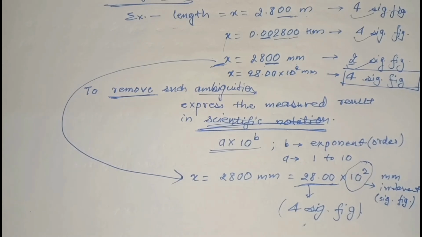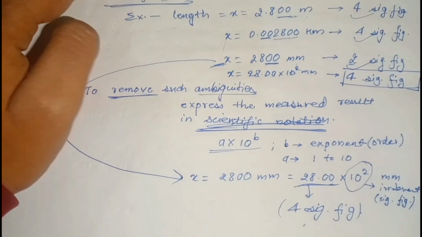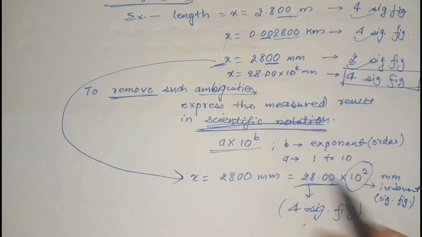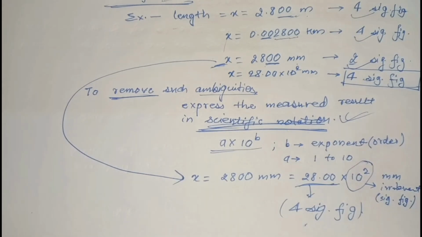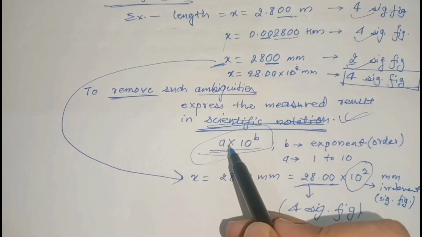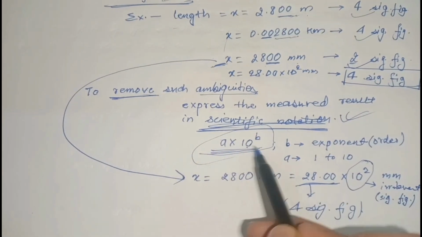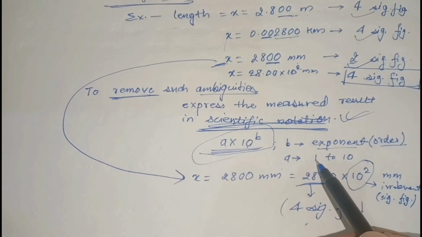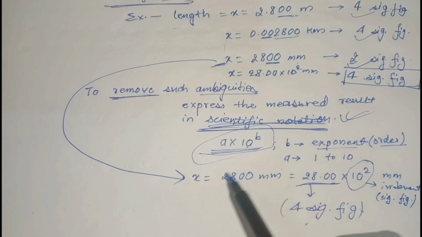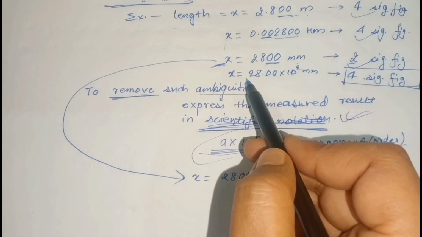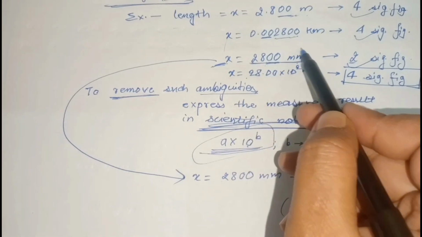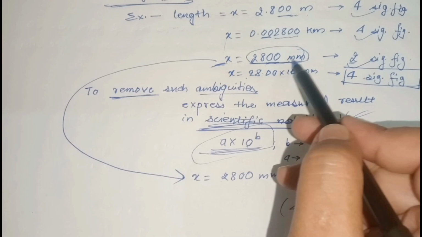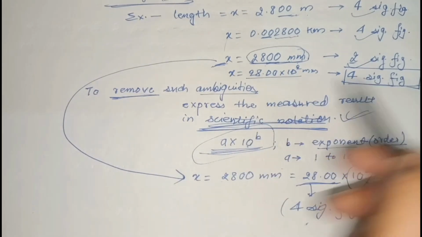So this is ambiguity in significant figures, and to remove this ambiguity, we express it in scientific notation, where the rule is a times 10 to the power b. Here b is the exponent or order, and a is a number between 1 and 10. Then we expressed this measurement, which had only 2 significant figures, in 4 significant figures.